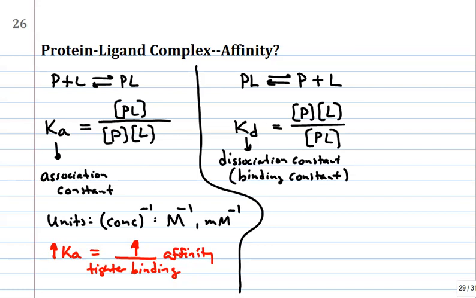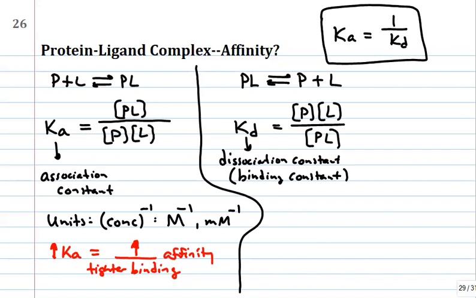And by the way, I think you just picked up on this: Ka is just 1 over Kd. And to be honest with you, most of the time we're going to talk about Kd values, not Ka values. But they are inversely related. So what about units for the binding constant or dissociation constant? It is concentration. For example, it might be molar, millimolar, or nanomolar.